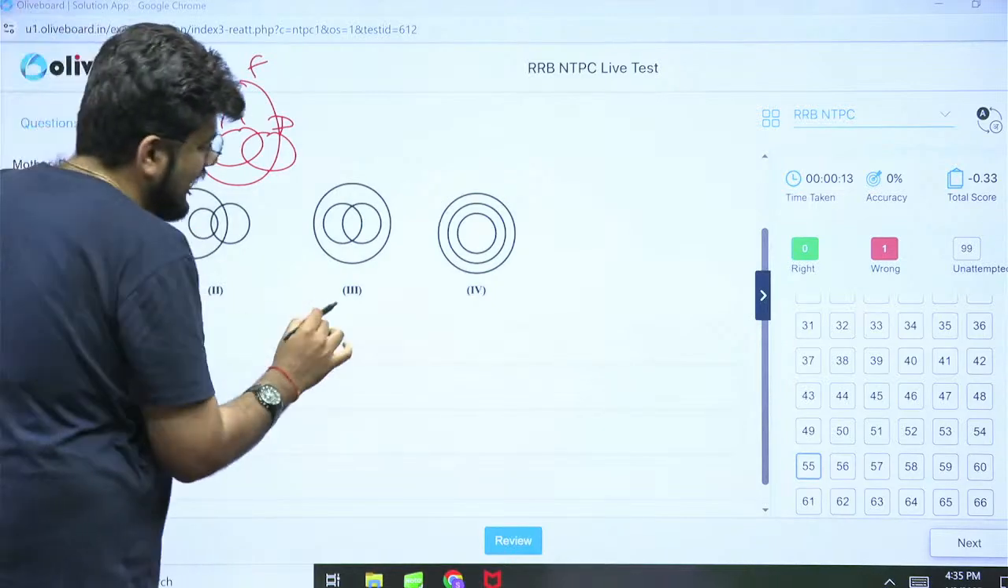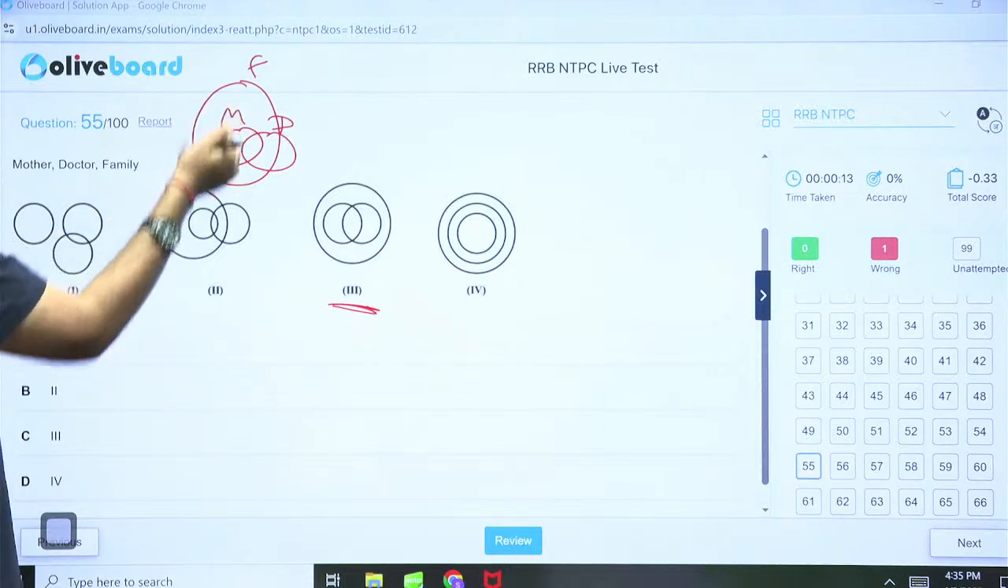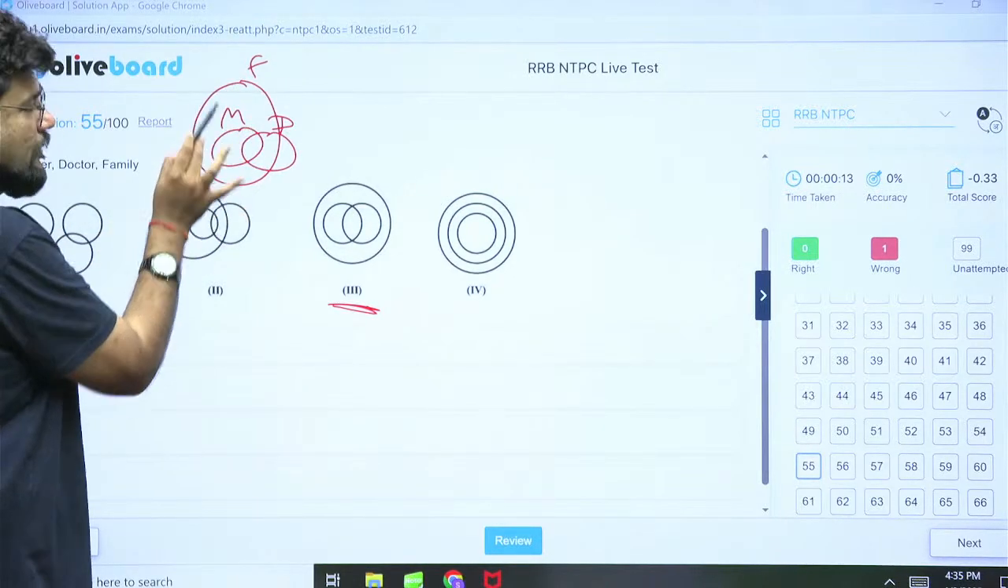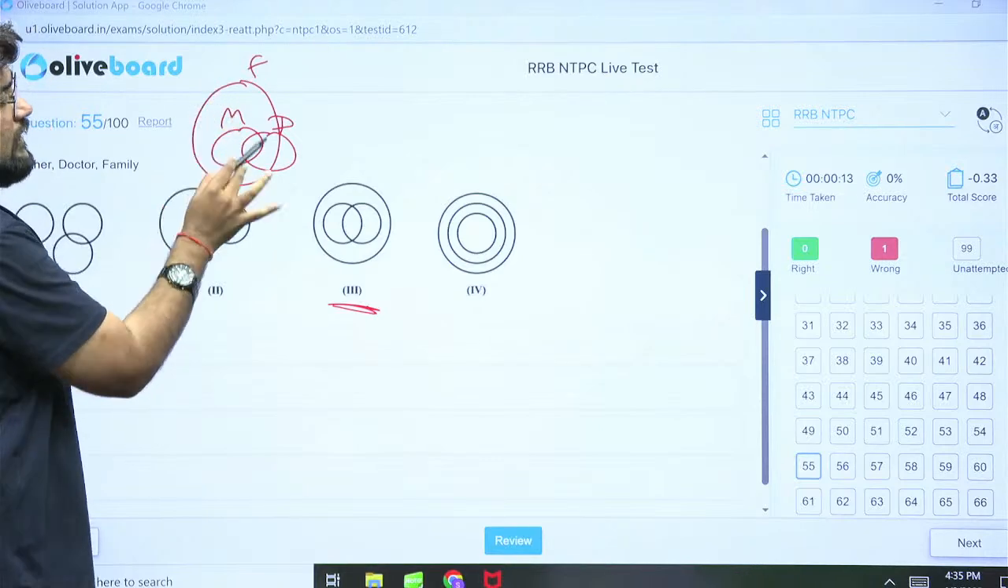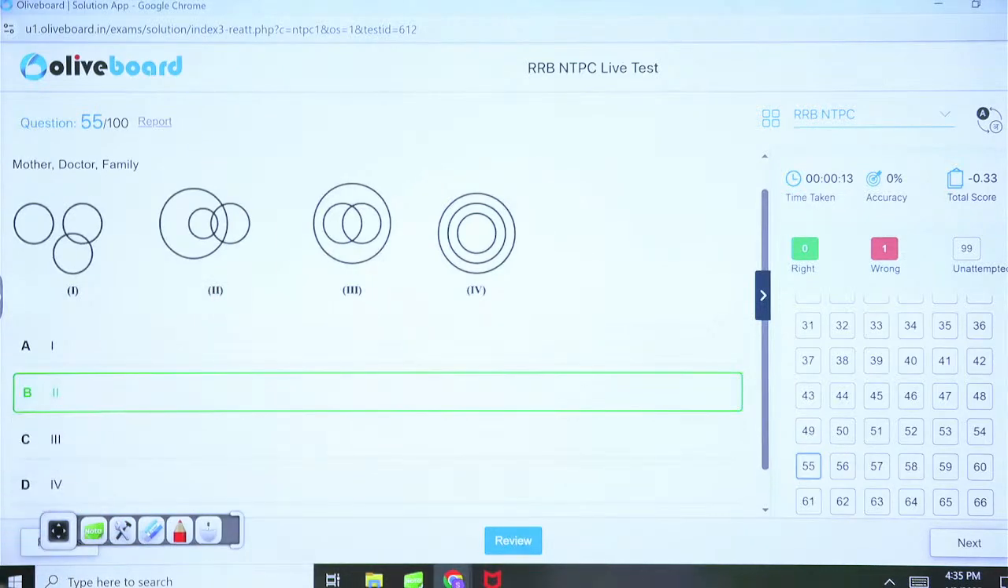Okay. I think ideally 3 should have been right here. I would debate for this because doctors also have a family. But all they mean to say is your doctor may be your family doctor. Mother is a part of your family, but doctor may be a part of your family or not. I think that is why figure 2 is given to be correct. This is debatable. We'll have to check this.